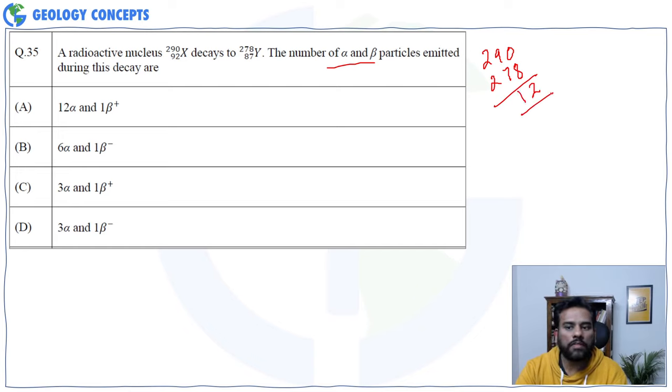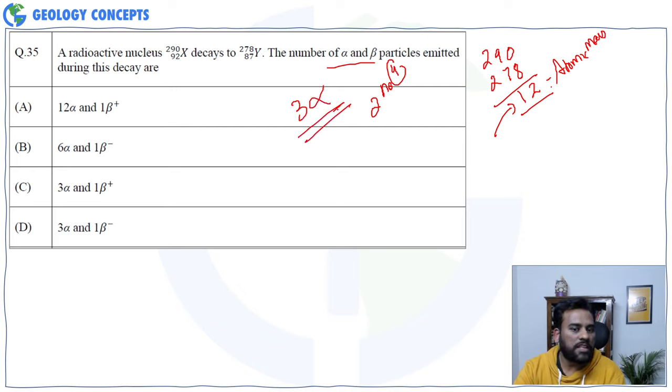So 12 is the change in the atomic mass. So if atomic mass is changing by 12 and each alpha particle is changing the atomic mass by 4, because alpha particle is 2He4, 3 alpha particles will be required to change the atomic mass by 12. So 3 alpha particles. Now this 3 alpha will also decrease the atomic number by 6, because each is decreasing by 2.